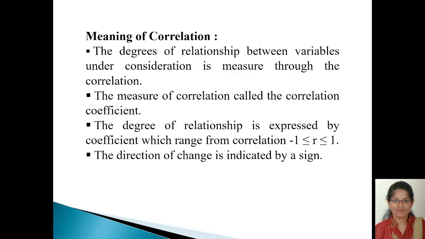Our topic is correlation. The degree of relationship between the variables under consideration is measured through correlation. The measure of correlation is called the correlation coefficient. It is denoted by r. The degree of relationship is expressed by a coefficient which ranges from -1 to +1, that is, -1 less than or equal to r less than or equal to 1. The direction of change is indicated by a sign.